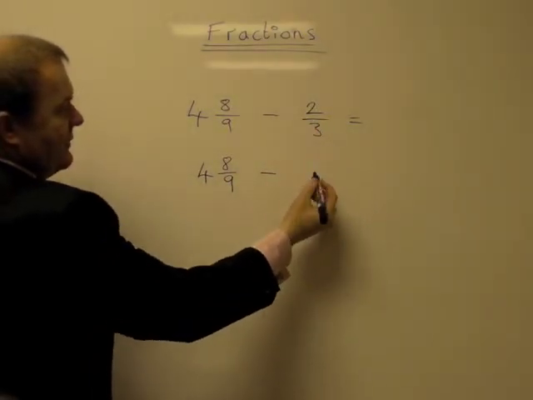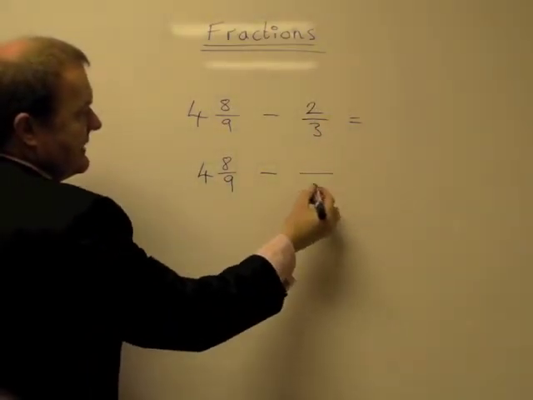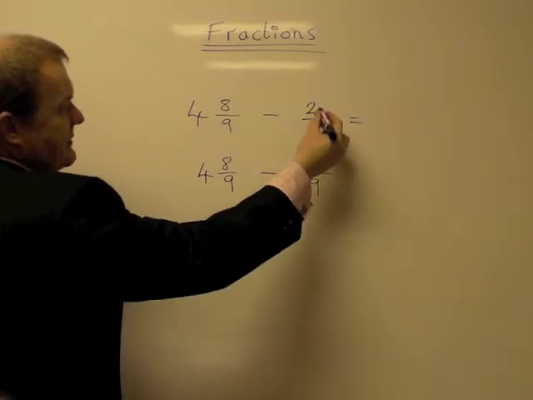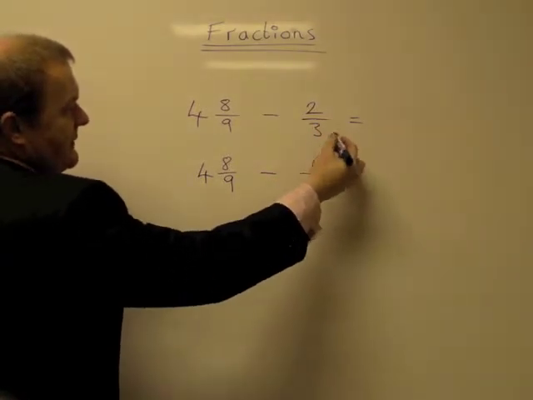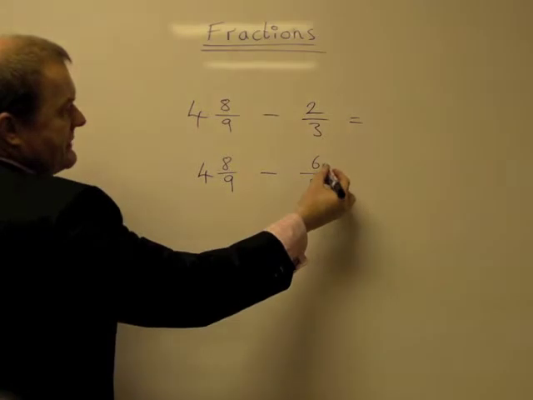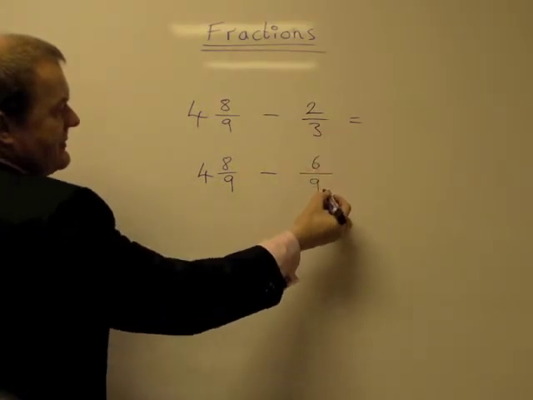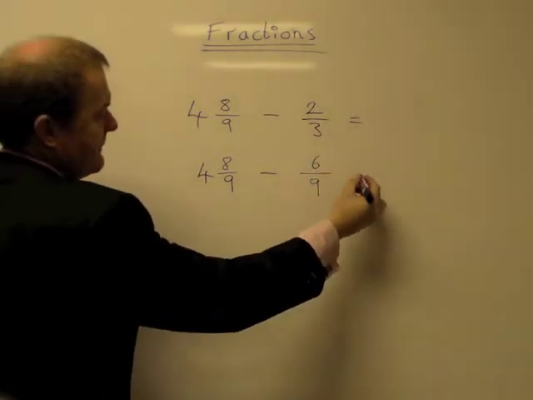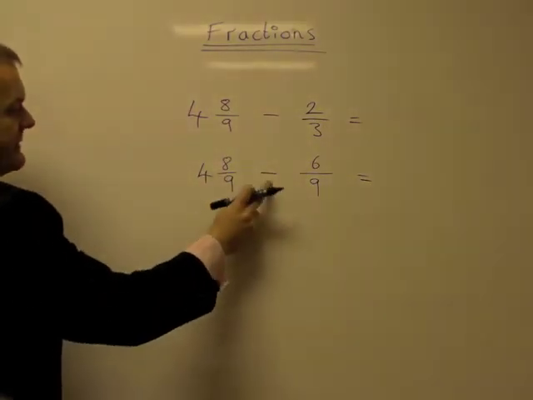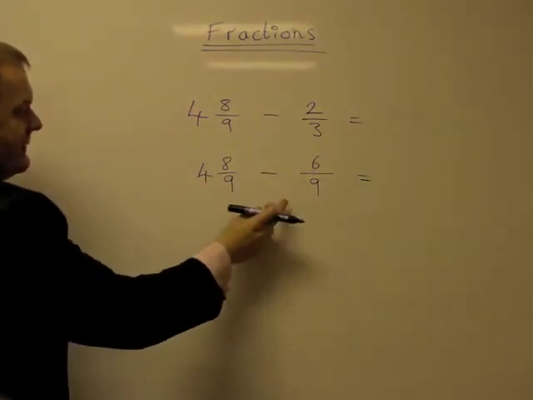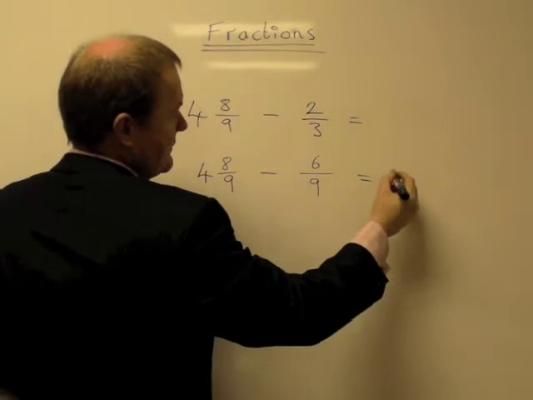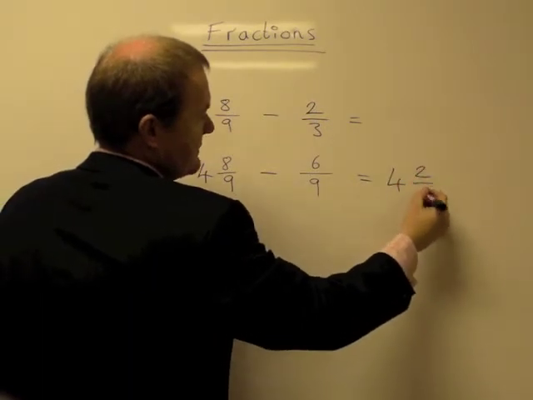Now to scale up thirds into ninths, I'm going to times by 3. So I'm going to times the top by 3. So 3 times 3 is 9. 2 times 3 is 6. 2/3 is the same as 6/9. So 4 and 8/9 take away 6/9. 8 take 6 is 2. So 4 and 2/9.